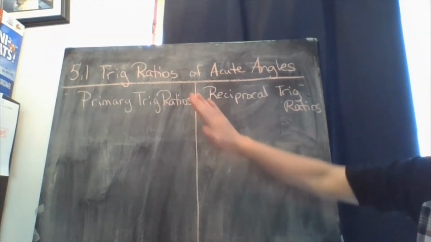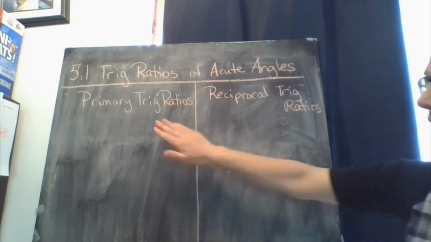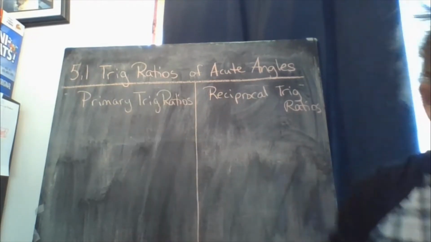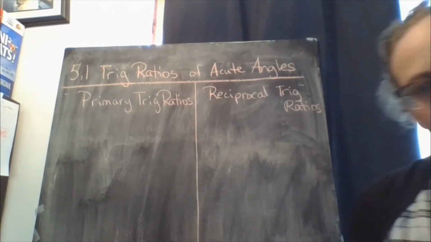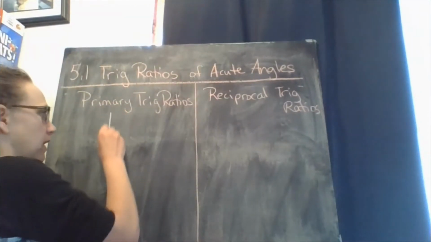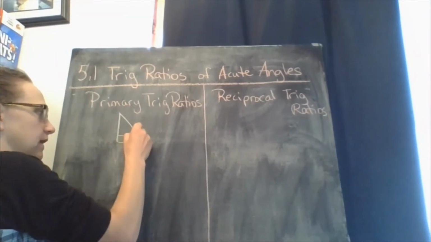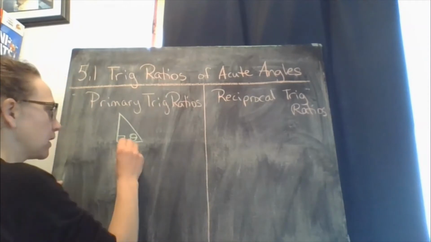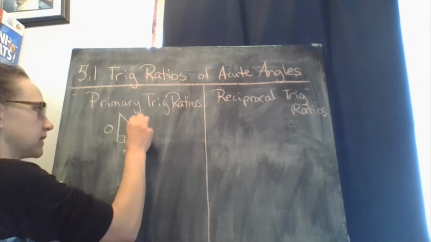Okay, so we're going to look at trig ratios of acute angles. Now we're used to seeing our primary trig ratios. So what are those? Well, that's our SOHCAHTOA. So that's our right angle triangle. Say there's my angle there, right? So that makes this adjacent, this opposite, this hypotenuse.